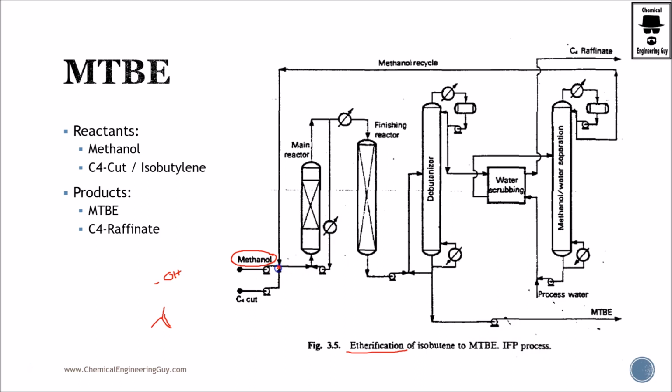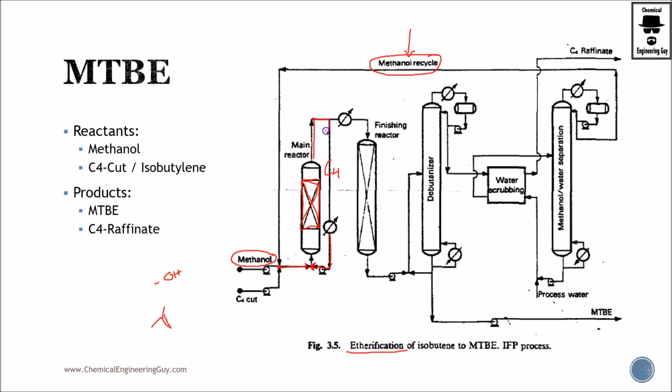Now they get mixed: methanol, the C4 cut, and the methanol recycled stream. They go here, and then they meet their recycle. This is the overall recycle of the process, and this is the recycle of the reactor. They are present here, they react, and they form the ether mostly. MTBE will be present, as well as some C4 leftovers and some methanol.